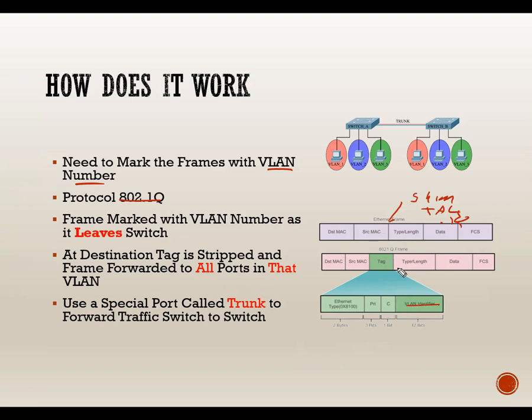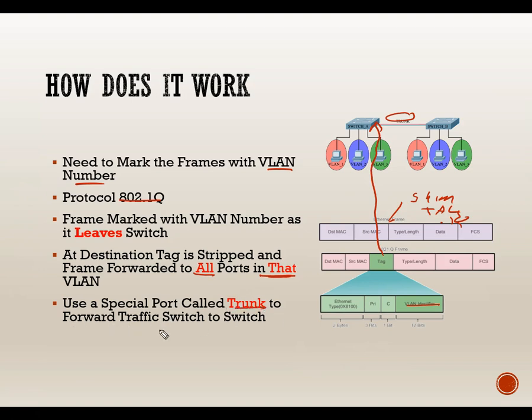So we have this tag in here that's put in as it leaves the switch. And again, we're back to the same colors here, and the trunk shows all the colors to indicate that all of the VLANs' tagged traffic travel across this trunk. The frame is marked with the VLAN number as it leaves the switch, and at the destination the tag is stripped and the frames forward to all ports in that VLAN, so that we get traffic VLAN 1 talks to VLAN 1, 2 to 2, 3 to 3. In this case, we don't have a router, so they can't talk to each other.